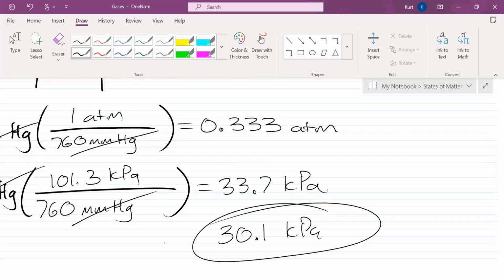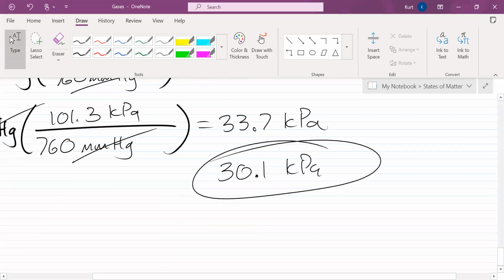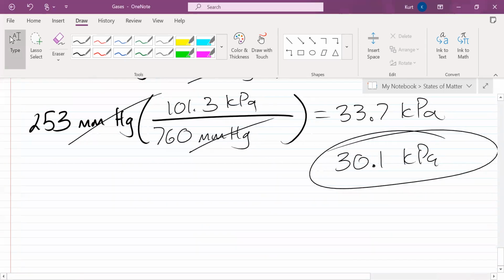Okay, so that is just units of pressure. Now to finish off today's class. Actually, let's try one more. I'm trying to think of a place.